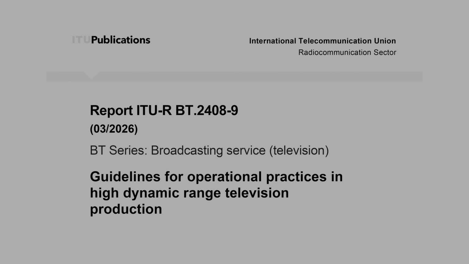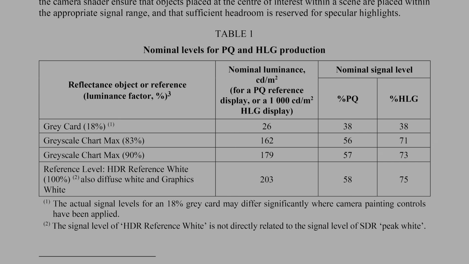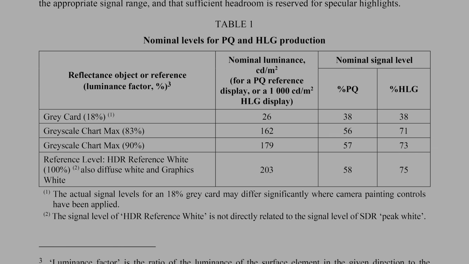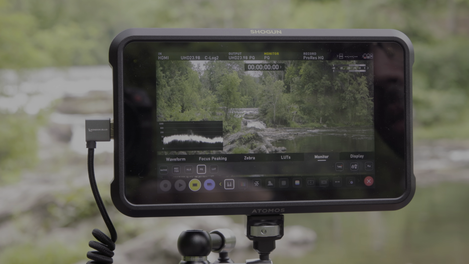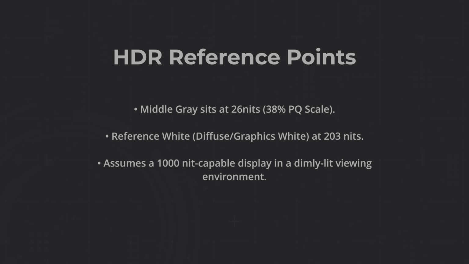Now, some of you who are more photographically inclined or have a traditional cinematography background might be wondering, where is 18% middle gray in HDR? Well, standards, BT.2408, do document this at about 26 nits for a reference 1000 nit display, which is very low. The PQ scale, which we saw on the Atomos monitor outside, would show this at about 38%. So if you're already exposing for some log formats anyway, you're not that far off. HDR reference white or diffuse white is listed as 203 nits or 58% PQ, which gives you almost 3 stops above middle gray to white.